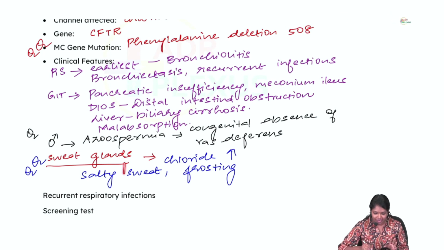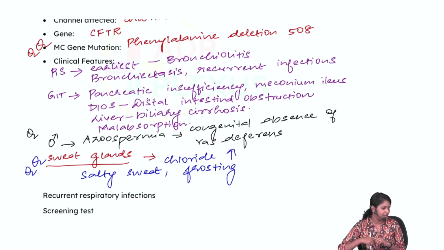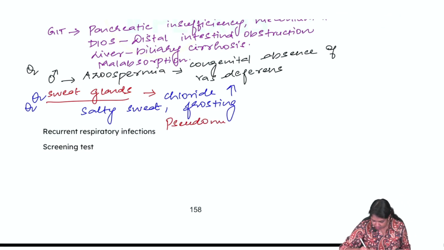Okay, so please remember, don't confuse. Don't be like that fellow. Salty sweat because chloride is increased. Wherever chloride goes, sodium will also go. That is why it is salty. Okay, fine. Recurrent respiratory infections, you already know what are the organisms. Please write those organisms. Pseudomonas, Staphylococcus, Burkholderia.